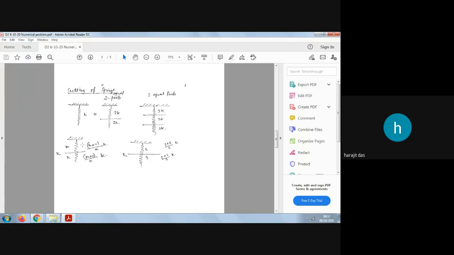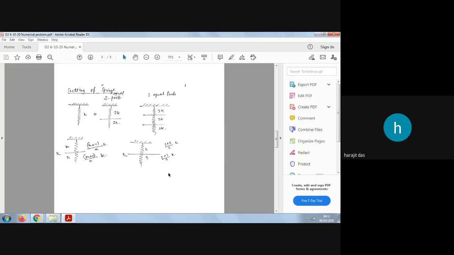Just like that you need to find the stiffness. Let us consider this example: 2 and 3, 2 plus 3 is 5, so this part stiffness will be 5 by 2 k, and this part stiffness will be 5 by 3 k. So it will be more. I have told you that if the spring is divided in a 2:3 ratio, for a total length of say 5 units, the smaller spring will have more stiffness. Understood? So this concept you need to remember.